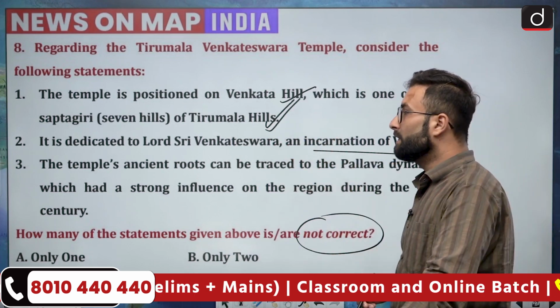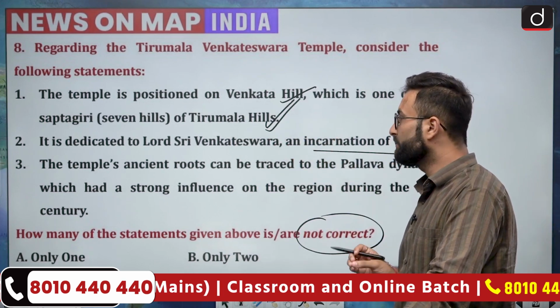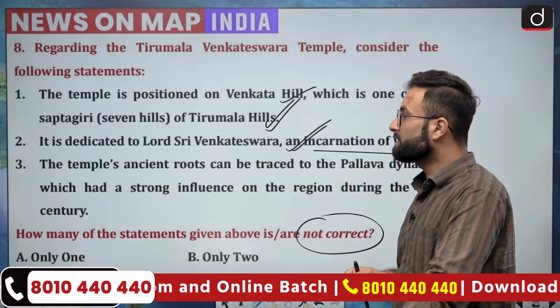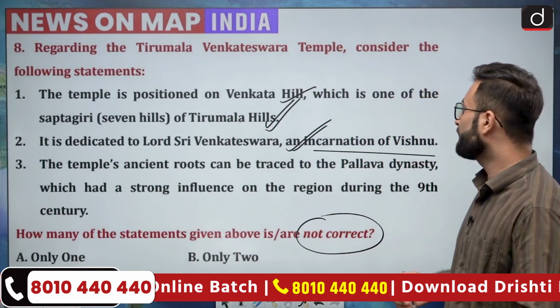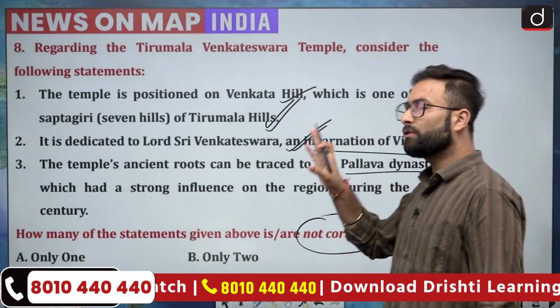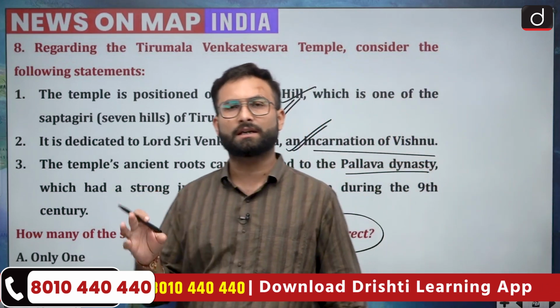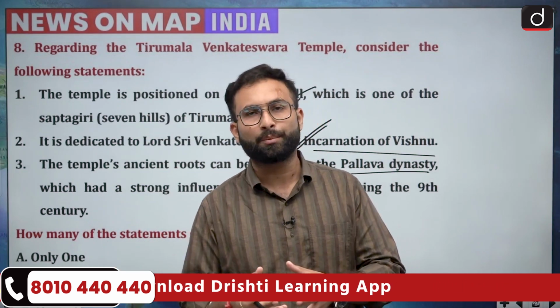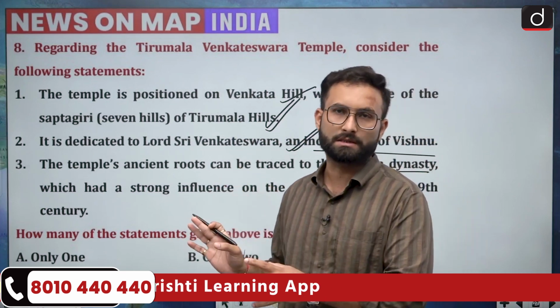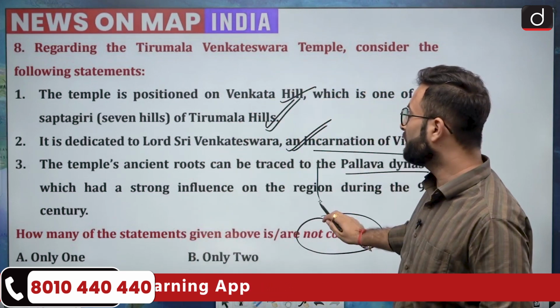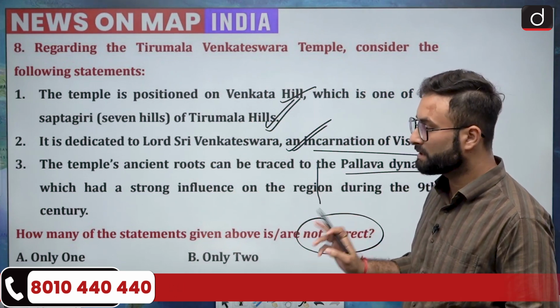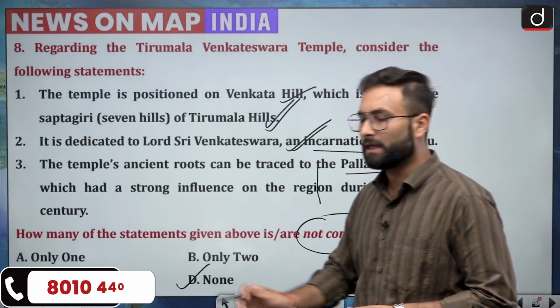Coming to the second one, it is dedicated to Lord Sri Venkateshwara, an incarnation of Lord Vishnu. This is also correct. The temple's ancient roots can be traced to the Pallava dynasty. When we talk about this particular temple, initially it started from the Pallavas, then Cholas, and there is also the Vijayanagar Empire. Even they have contributed to this temple. All the statements here are true, so none of them is incorrect. So option D would be your right answer over here.